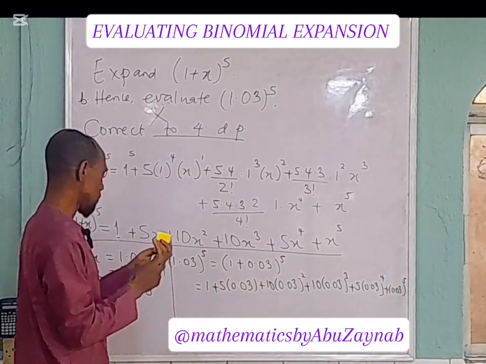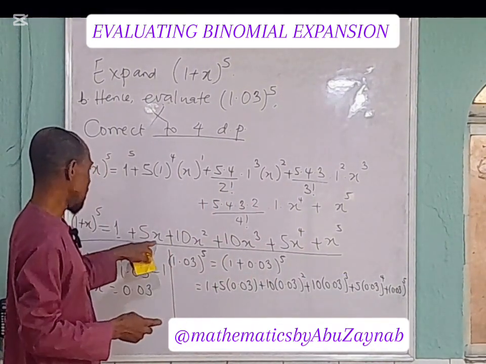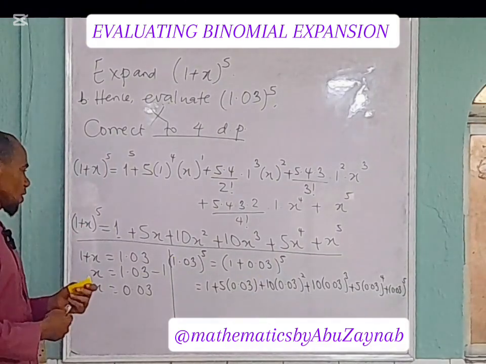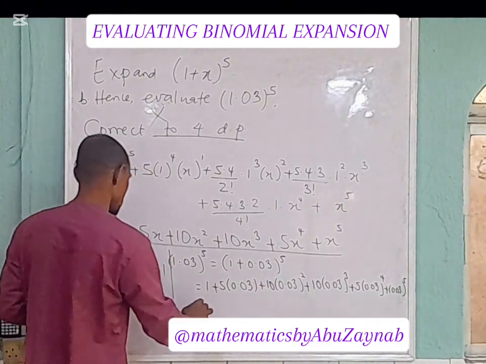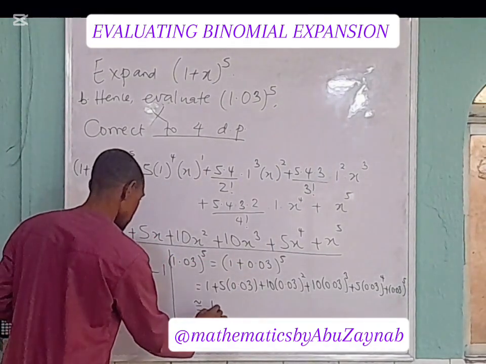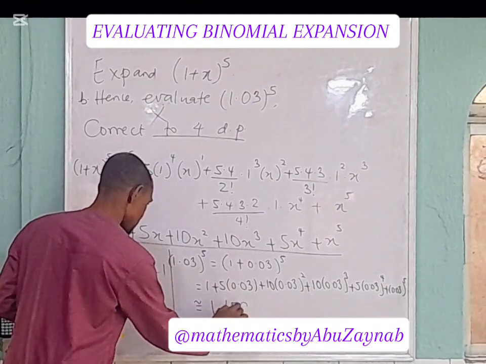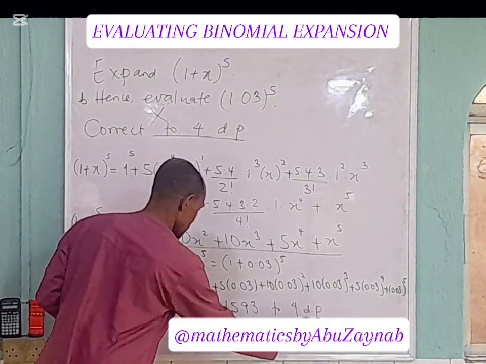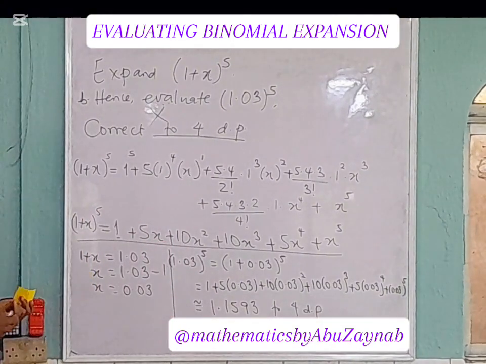So I simply substituted 0.03 in lieu of the x's in the expansion. And at this point, what you need to do is to use your calculator. When you compute, we are going to have, to 4 decimal places, 1.1593, which is pretty straightforward. So all you need to do is just take note of each step without making mistakes.